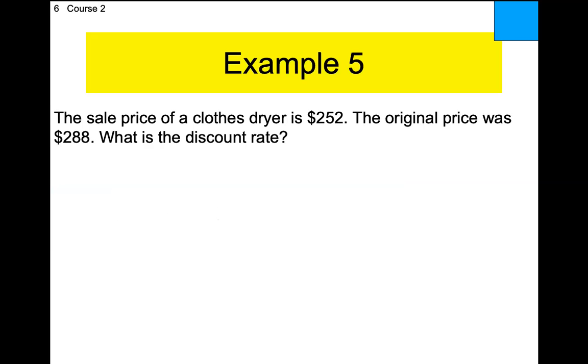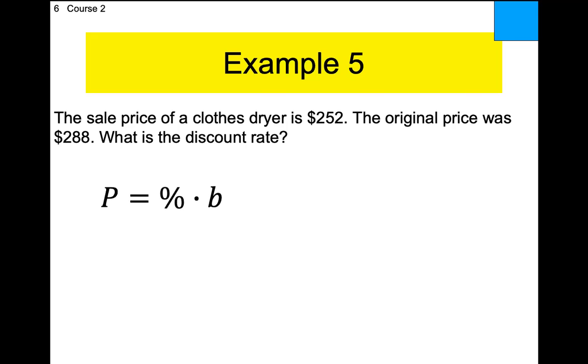Let's do discounts. All right, discounts are the only slightly weird one. So the sales price of a clothes dryer is $252. The original price was $288. What's the discount rate? Why didn't you say it was...? Because the price is no longer... Oh.